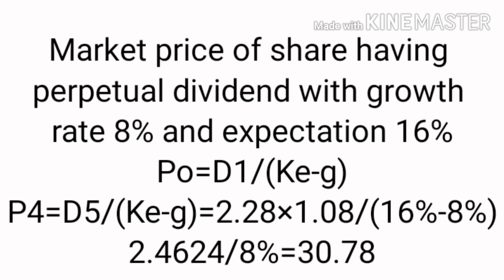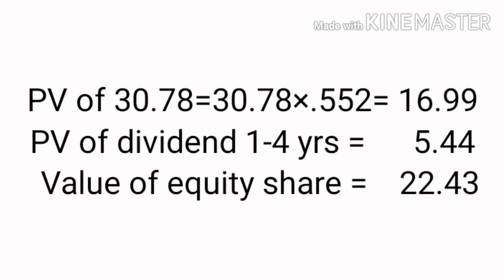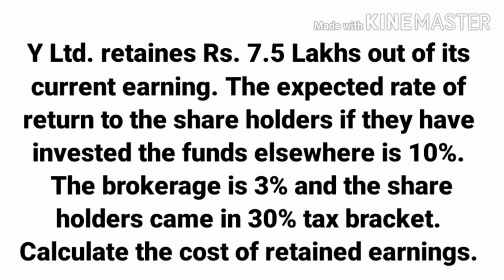The expected market price at the end of the 4th year can be found out by D5 divided by KE minus G, which is equal to 2.28 into 1.08 divided by 16% minus 8%. That is 2.4624 divided by 8%, that is 30.78 rupees. Expected market price at the end of the 4th year is 30.78, and so we need to find out the present value of 30.78, and we already found out the present value of dividend from 1 to 4. So adding up these two, we will get the value of the equity share, that is 5.44 plus 16.99 is equal to 22.43. Next problem.